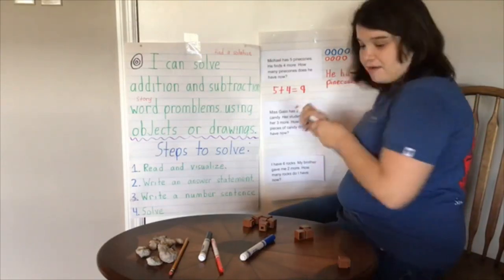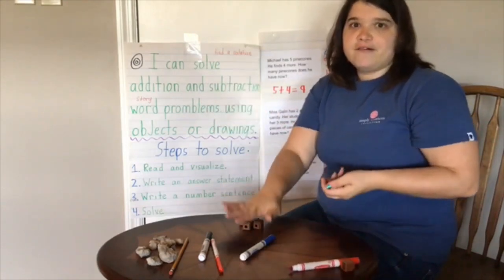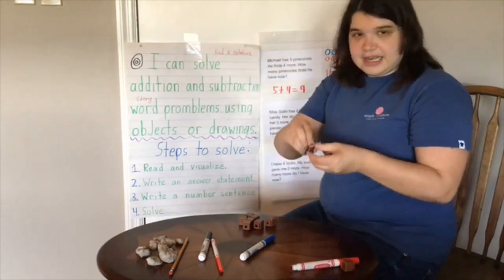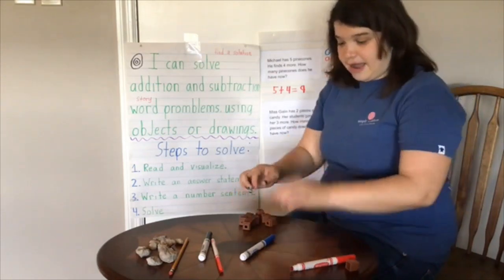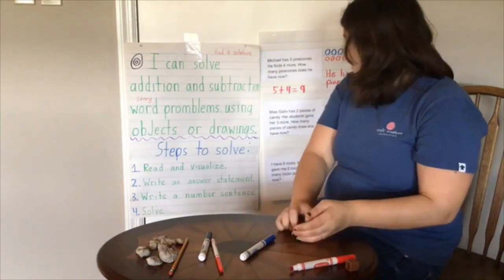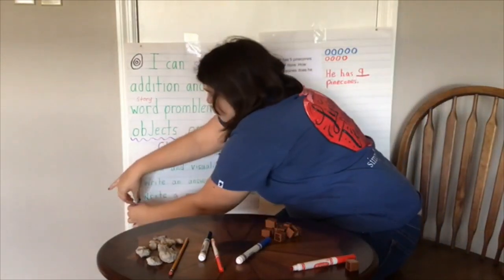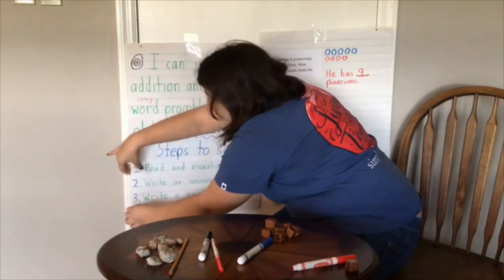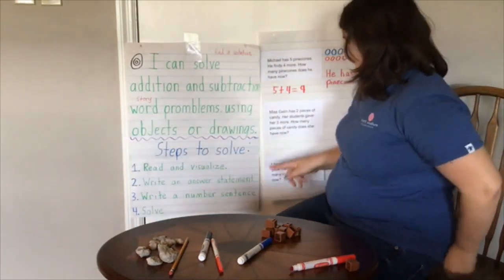And I could look at my objects also. I have 5, and I count 4 more. 5, 6, 7, 8, 9. Okay, now let's solve our next problem. We're going to go back up to our steps. Remember, our first step is to read and visualize.